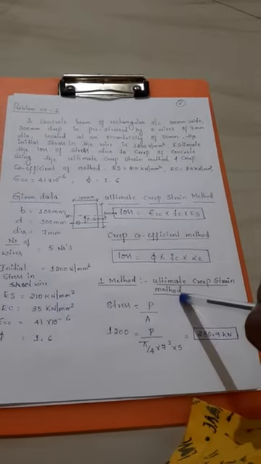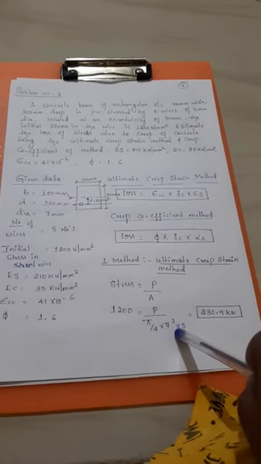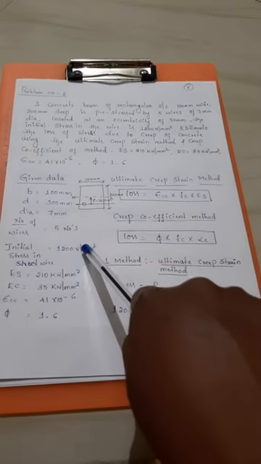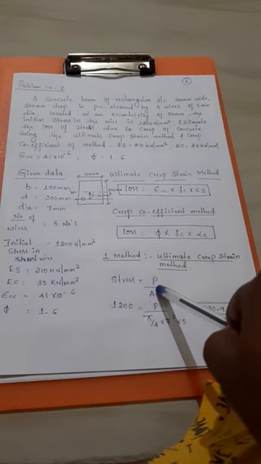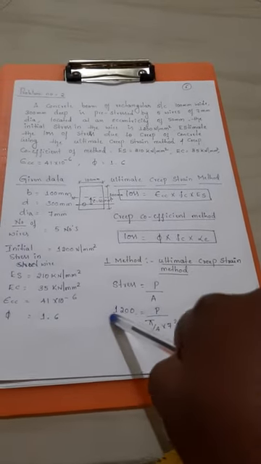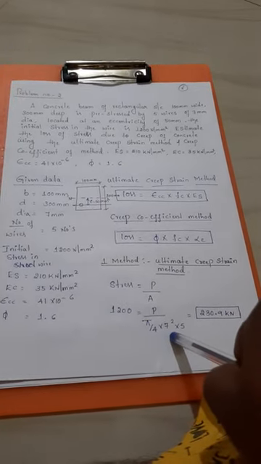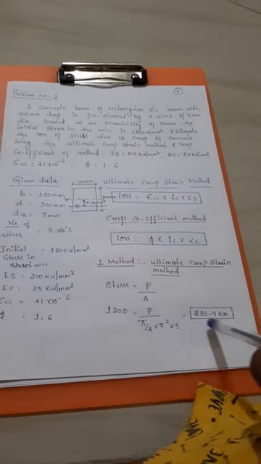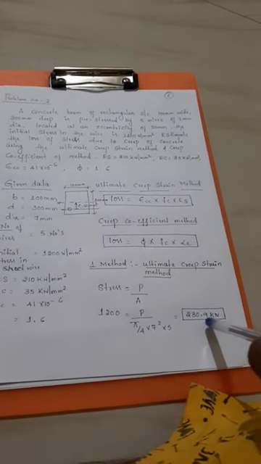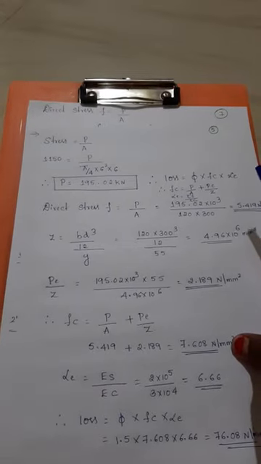So first method, ultimate creep strain method. In this you need to calculate your P value, because here they have given an initial stress, they have not given the force. So initial stress they have given, P value you need to calculate: 1200 is stress, P divided by A. A is, they have given 7 mm dia of 5 numbers, pi by 4 into d square into number of bars. So when you calculate that, your P value will be 230.9 kilonewton.